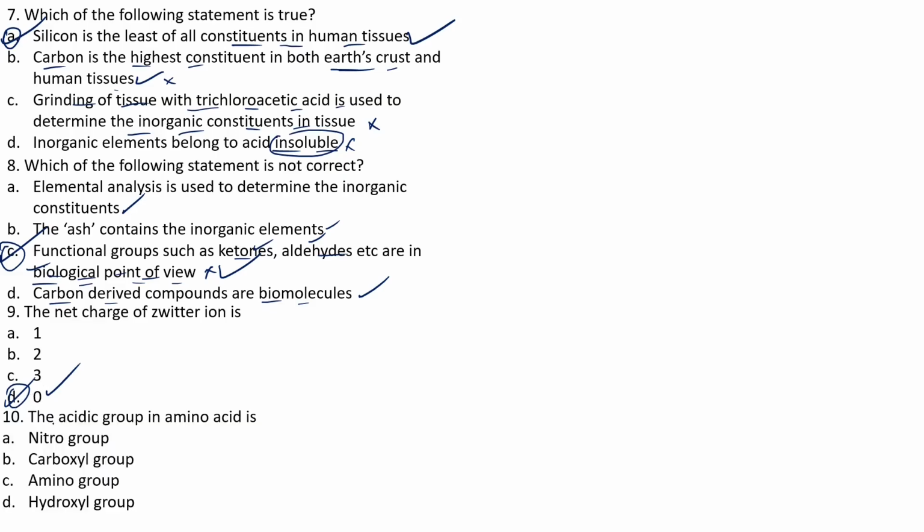The next question, the acidic group in the amino acid is the nitro group, carboxyl group, amino group, hydroxyl group. We all know the carboxyl group, that is COOH. The COOH, that is the carboxyl group, is mainly giving the acidic property, and the amino group, that is NH3 or NH2 group, mainly gives the basic property to the amino acids. So hence B, that is carboxyl group, is our right answer.